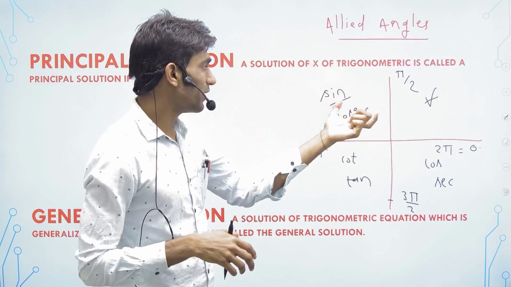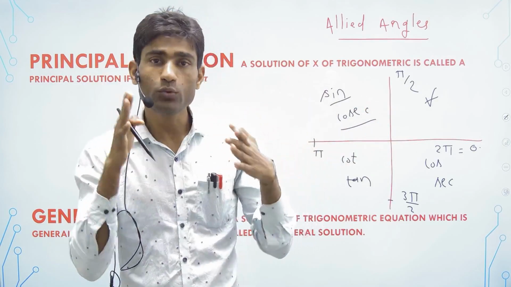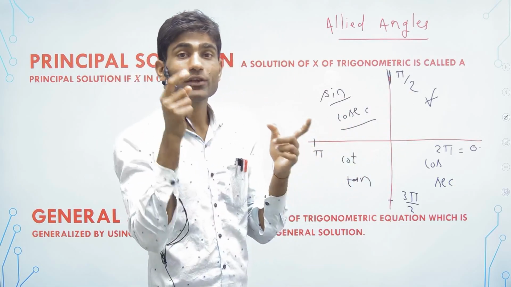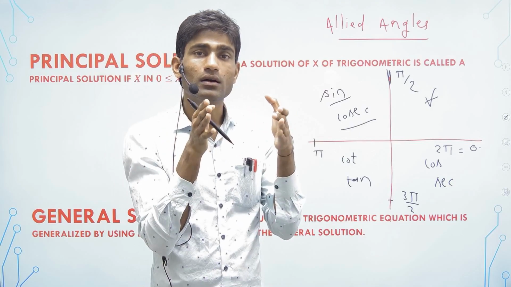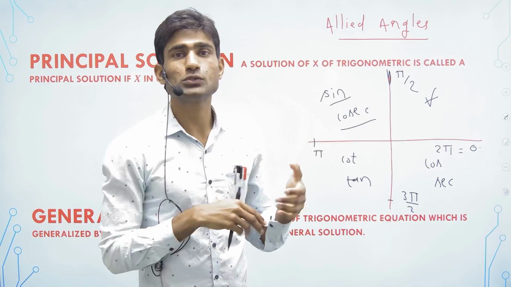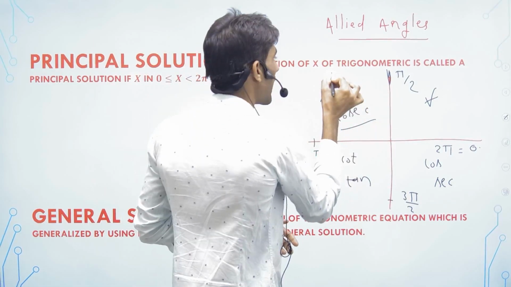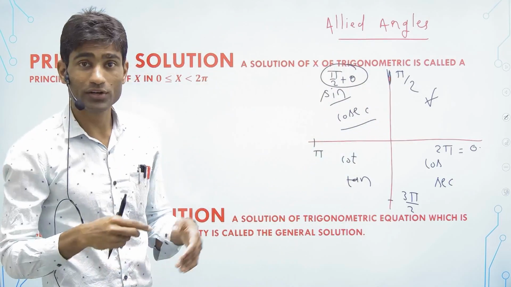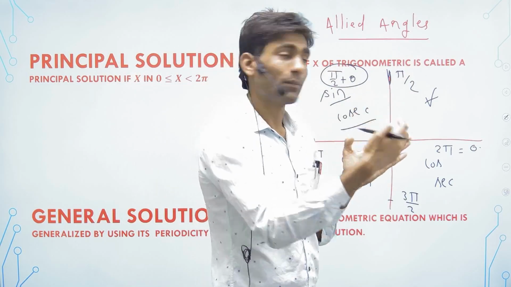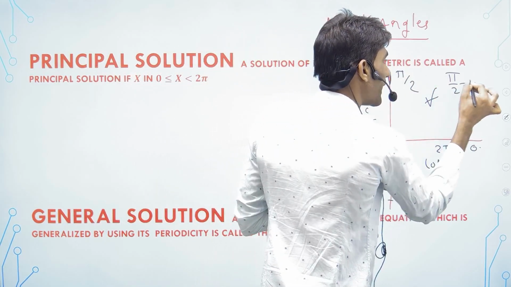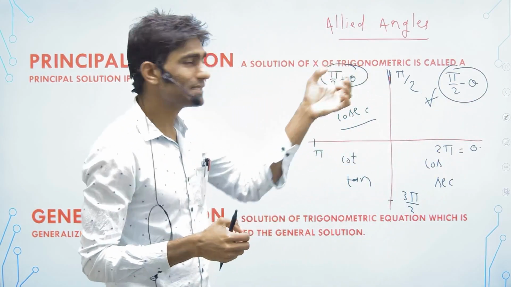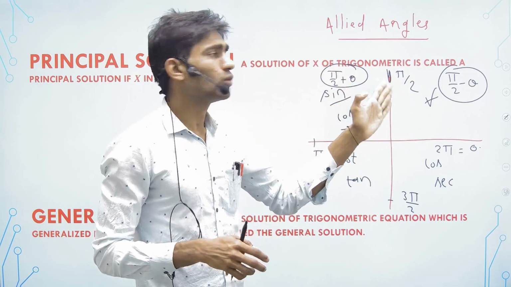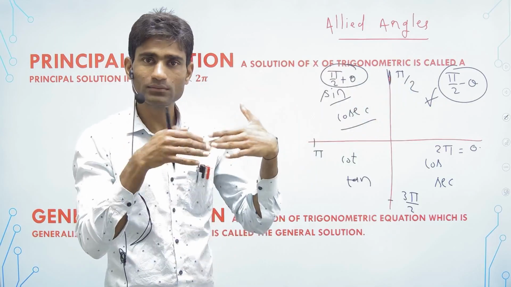Now here in our quadrant, we can see that for using allied angles, we have to use angles. If we go through pi by 2 and add some theta to it, then obviously it goes to the next quadrant. So pi by 2 plus theta goes to the next quadrant. And if you subtract some theta from it, we get pi by 2 minus theta. That means that small amount of theta is taken away from pi by 2, so it goes to the previous quadrant. And if you add some, it goes to the next quadrant.